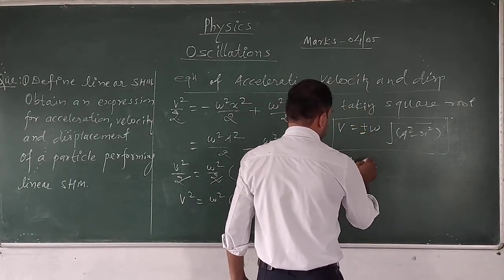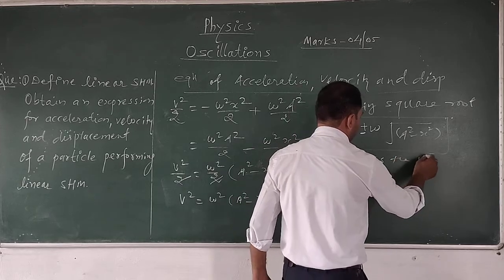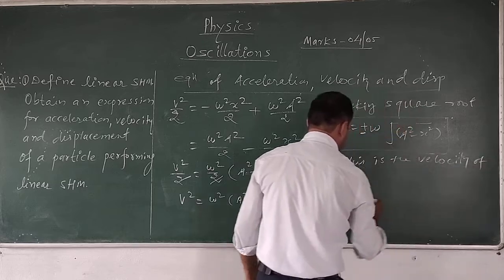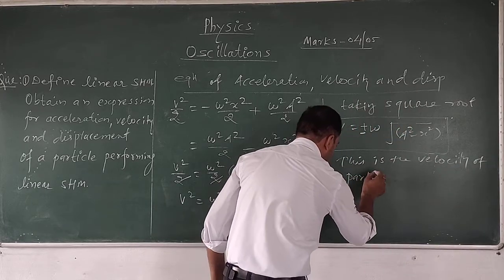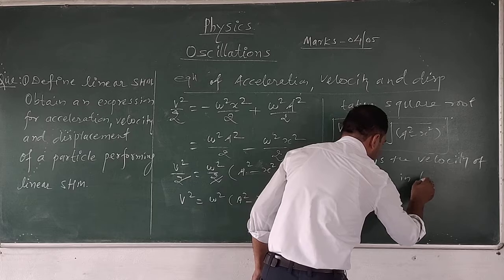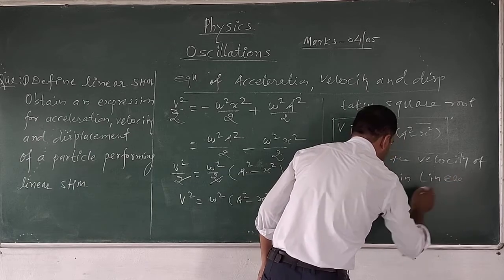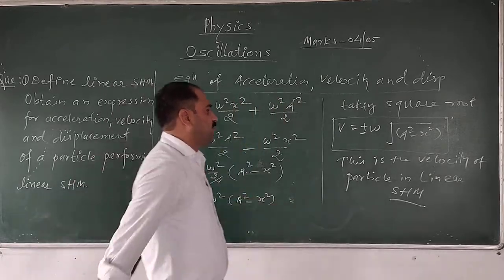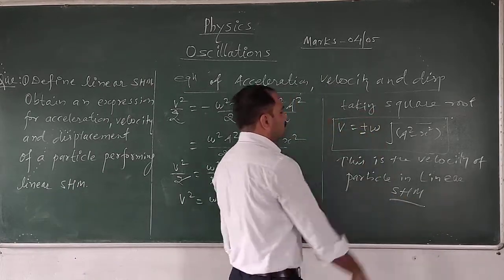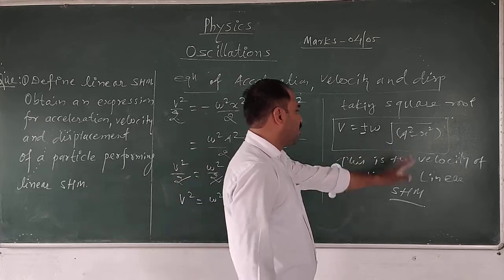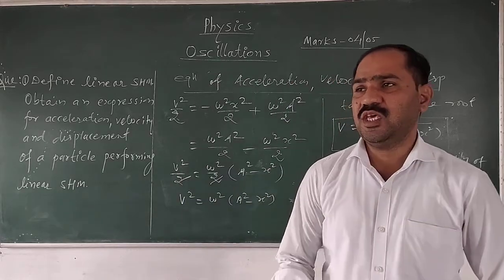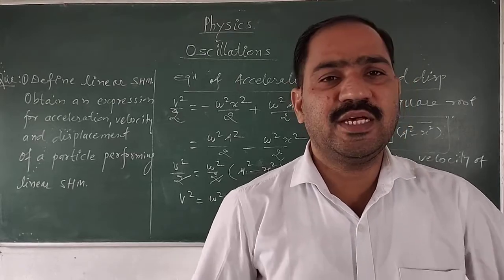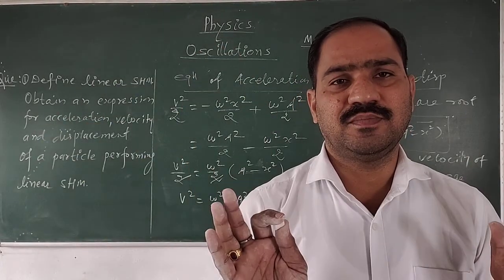Therefore, this is the velocity of the particle in linear simple harmonic motion. This is the expression for the velocity: v equal to plus or minus omega under root of A square minus x square. This is the equation for the velocity of the particle performing linear simple harmonic motion.